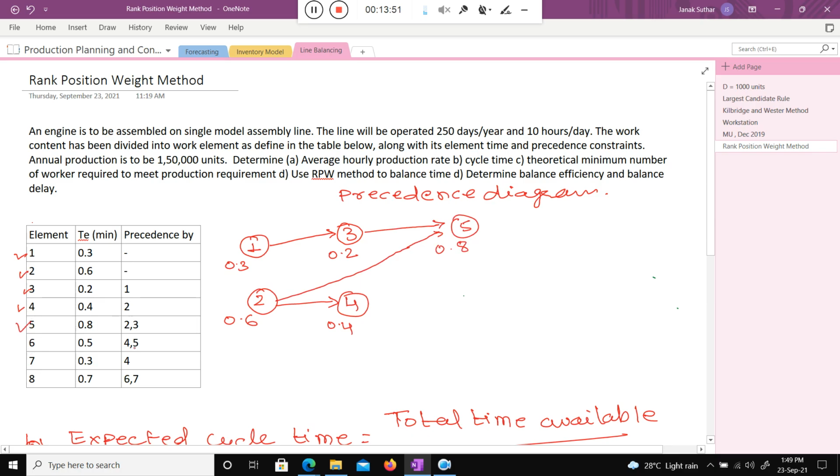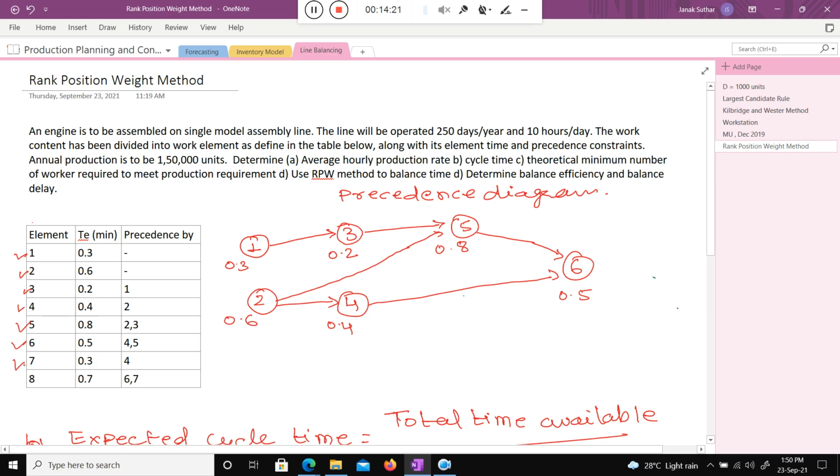Now 6: 4 and 5 must be completed, then I can start the 6. And for 6, what is the time? Element time is 0.5. Is there any doubt? Then please ask me, class. Okay, so we completed 6.